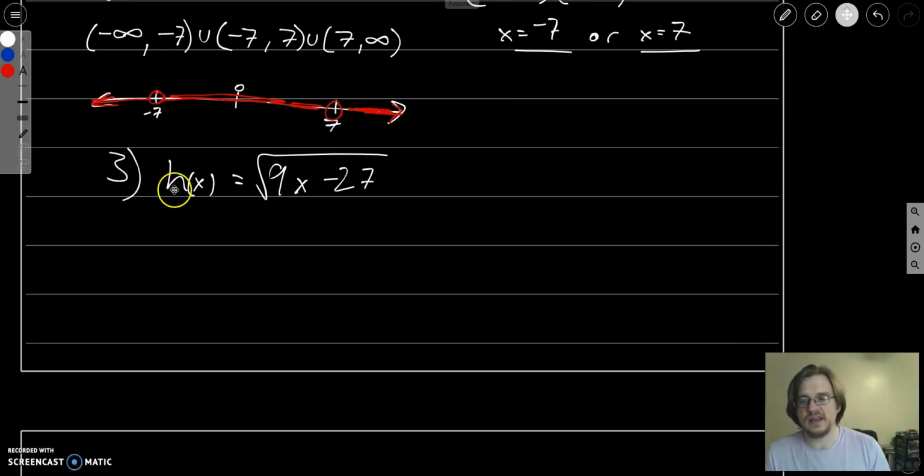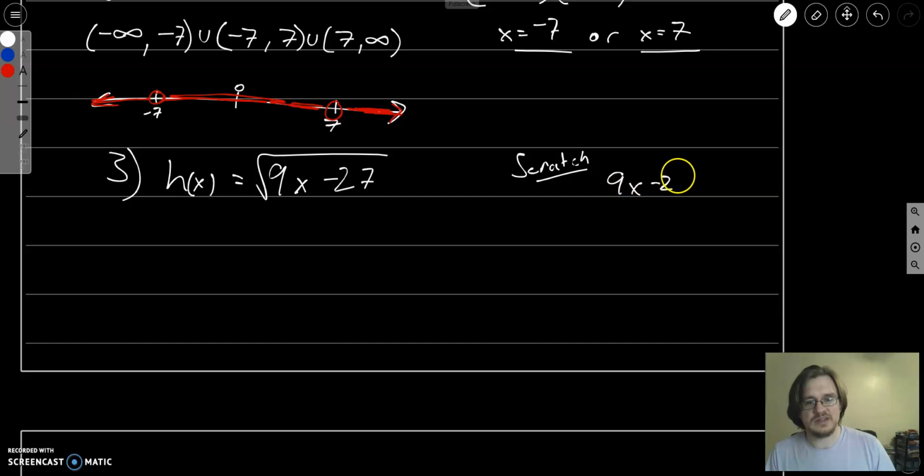The next function we've got, h of x, is the square root of 9x minus 27. We're not dividing by any numbers, but we are taking a square root. So we've got to be a little bit careful. We can't take the square root of a negative number, otherwise we get an imaginary number. And in this instance, we don't want to think about imaginary numbers. So what we want to exclude, I'll write this over in my scratch work off to the side, we've got 9x minus 27. We don't want this to be negative. So when this is negative, we get an imaginary number.